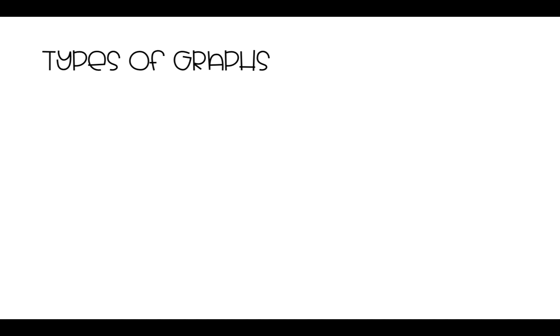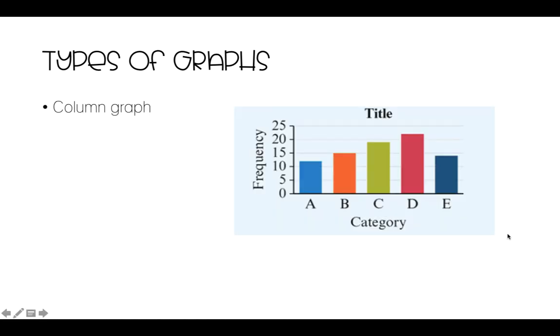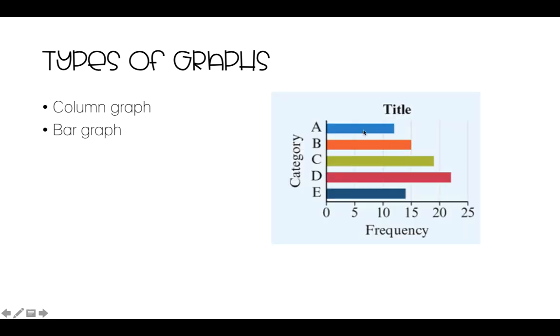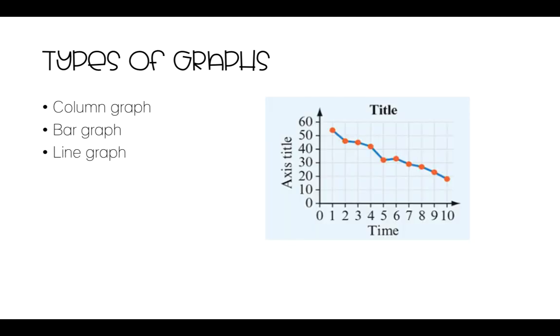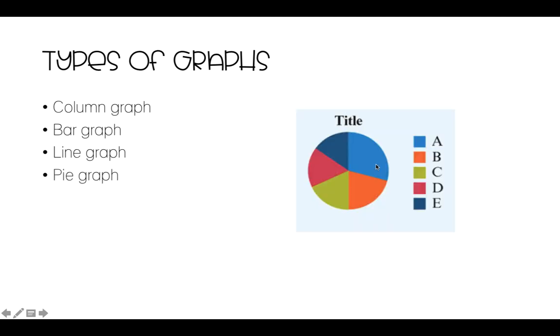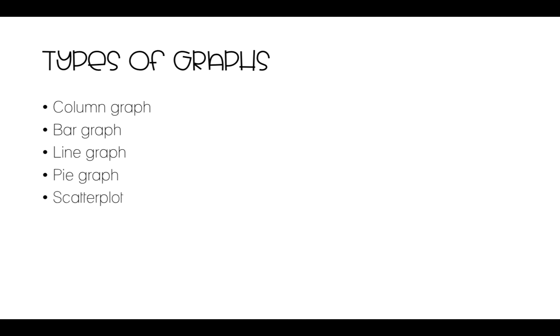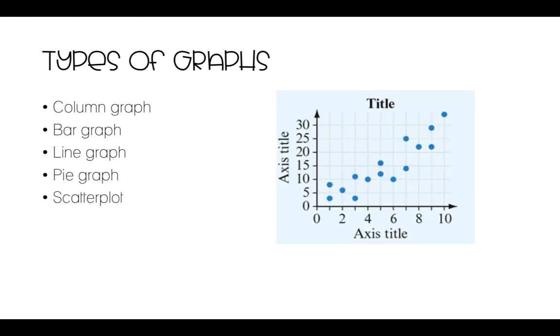So there are different types of graphs, but we're going to look at 5 to start with. The first one is a column graph, where the bars run from the ground to the top. Then we have a bar graph, which is similar to a column graph, except the bars are running in the opposite direction. They're running horizontally. Then we have a line graph, which simply has a line, which is easy to interpret. A pie graph, which you've probably seen, which breaks things down into different categories. And then a scatter plot, which is like dots on our graph and represent different data.